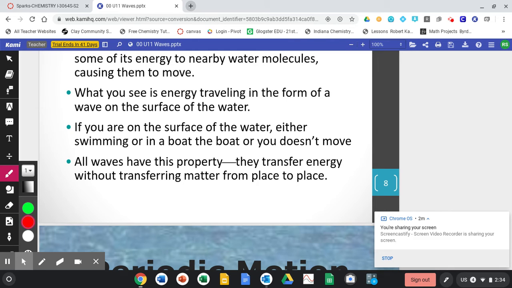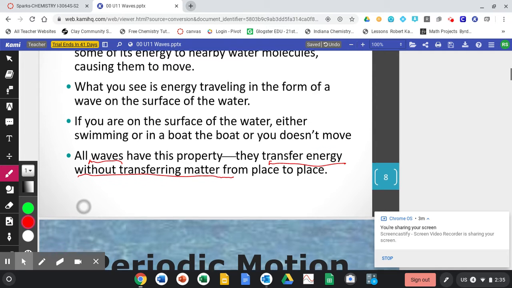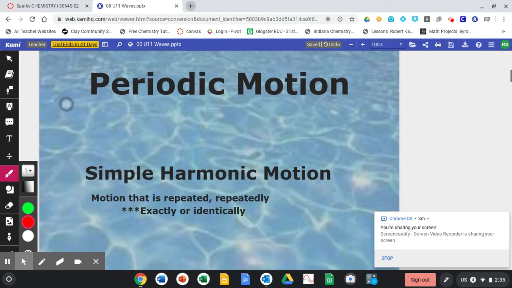So waves transfer energy without transferring matter. Be sure you're writing that down in your notes. You get to use your notes when it comes test time, so you're definitely going to want to have these written down.